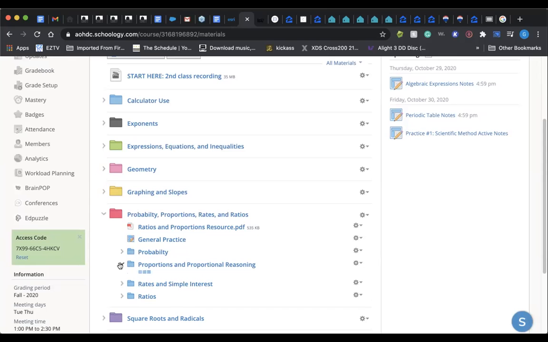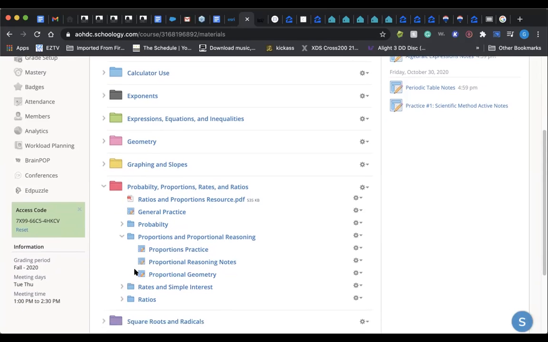And proportions also involve proportional reasoning, which has a lot to do with proportional geometry. So I added some things in there as well for that. Tried to cover all of our bases for all of the different things that are involved there. So hopefully you guys will have enough to work with, go through, and then get ready to ask me questions.